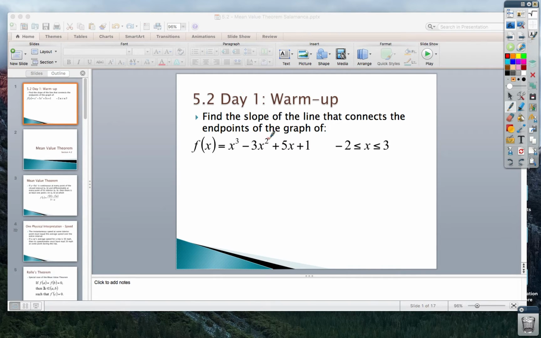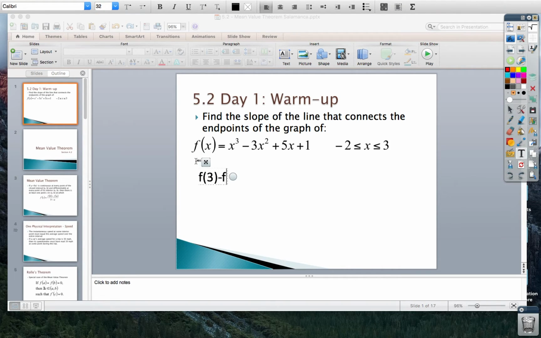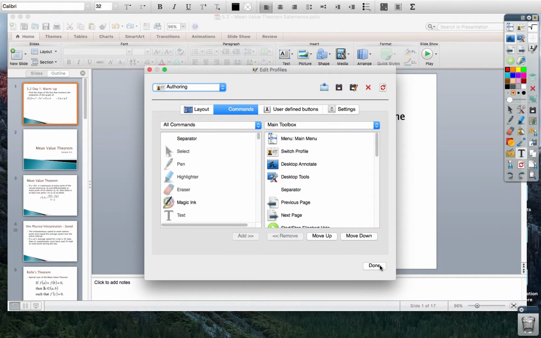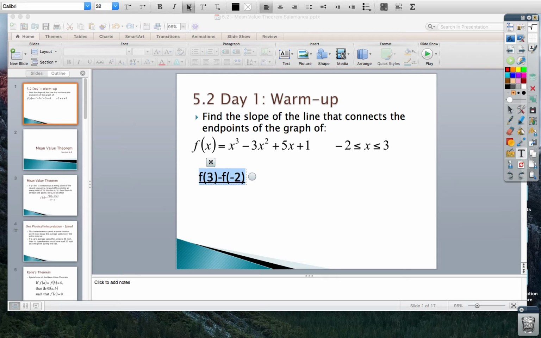Now keep in mind it's asking you to find the slope of the line that connects the endpoints of the graph. So this is actually a much easier problem than you would think. All you're essentially doing is finding f of 3 minus f of negative 2 and dividing all by 3 minus negative 2. So basically we're using the slope formula here.